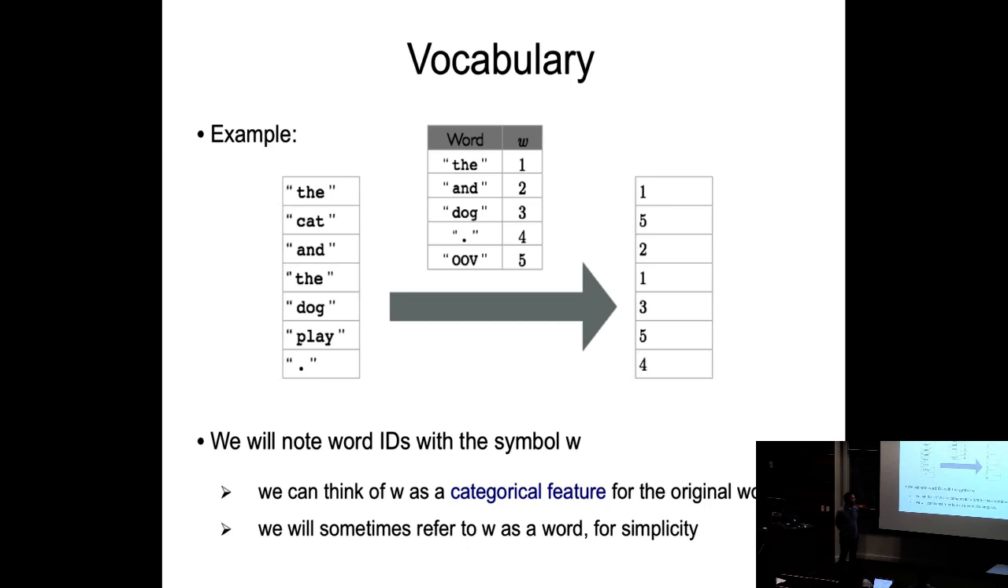Sometimes we're going to denote IDs with a symbol W. We can think of this symbol W as a categorical feature for the original word, and we'll sometimes refer to W as a word. So W here would represent the words, and that's a common kind of representation. Anytime you see a sequence of words, in the computer you would be representing it as a sequence of unique IDs, given the vocabulary.